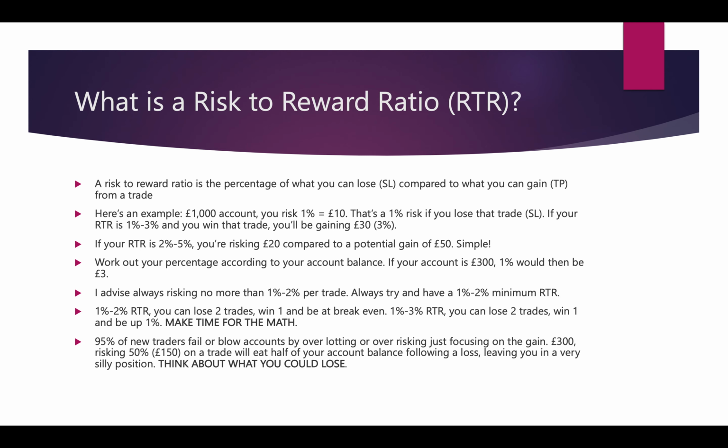If your risk to reward ratio is 1% loss to a 3% gain, and you win that trade, you'll be gaining £30, which is 3% of your account. Now, if your risk to reward ratio is 2% to 5%, you're risking £20 compared to a potential gain of £50. It's really that simple, guys. Now, work out your percentage according to your account balance. Work out what is 1 or 2% of my account balance right now.